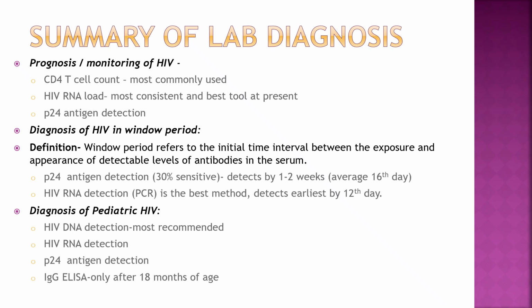Summary of lab diagnosis. For prognosis or monitoring of HIV, CD4 T cell count is most commonly used, and HIV viral load. P24 antigen detection: diagnosis of HIV in window period. Window period is the initial time interval between exposure and appearance of detectable levels of antibodies in the serum. P24 antigen detection detects by 1 to 2 weeks. HIV RNA detection, PCR based method, detects earliest by the 12th day. Diagnosis of pediatric HIV: HIV DNA, HIV RNA, P24 antigen; IgG ELISA only after 18 months of age.